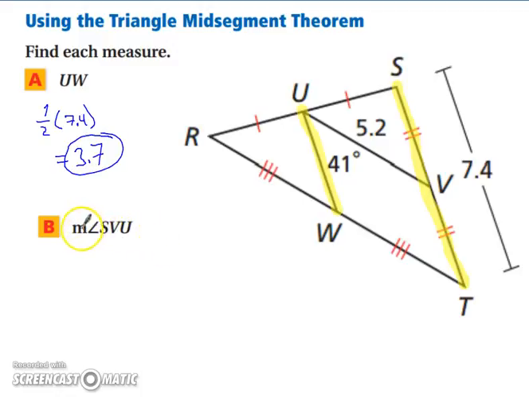Okay, well now we want to find the measure of angle SVU. So SVU. We're looking for the measure of this angle right here. Well, if we know that these two lines are parallel and that this angle is 41 degrees, we can use alternate interior angles and see that the measure of angle SVU is also 41 degrees. Once again, as soon as you see triangles and then parallel lines, you want to start looking for corresponding angles and alternate interior angles because it will provide you with more information. Try this next one on your own.